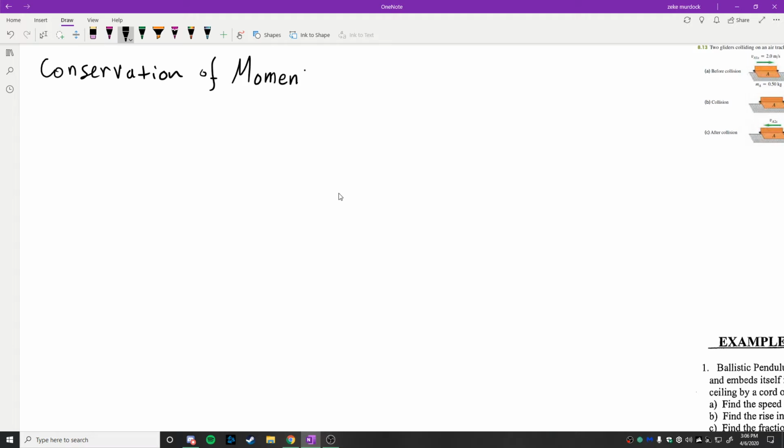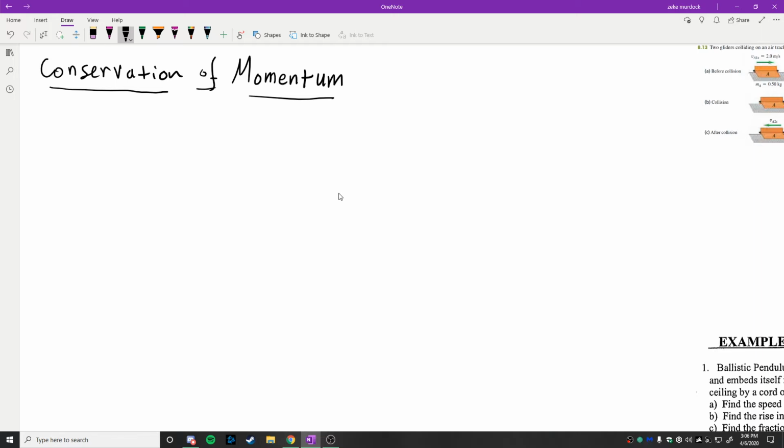Almost all of physics revolves around conservation principles, and we've learned one of them that's called conservation of mechanical energy. We're about to learn the other one, momentum, and in a few weeks we'll learn the third one, which is conservation of angular momentum. Let's talk about this one first.